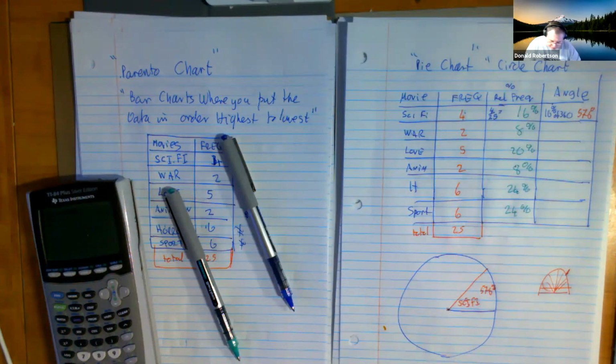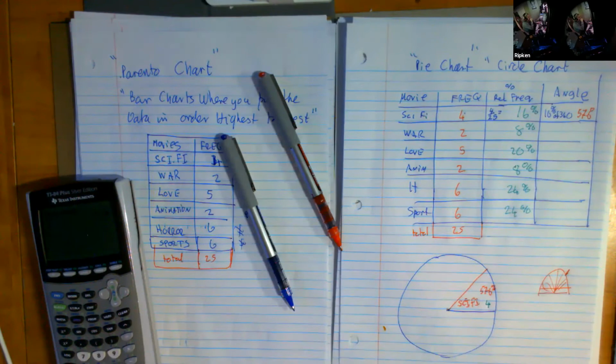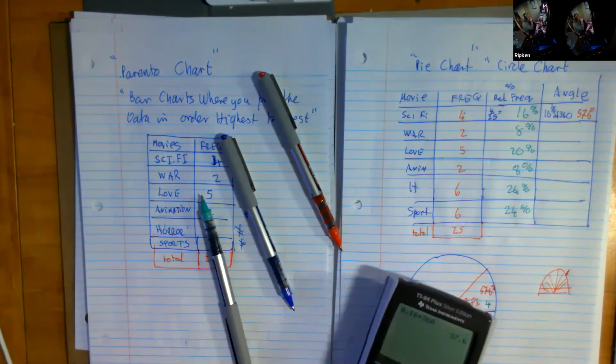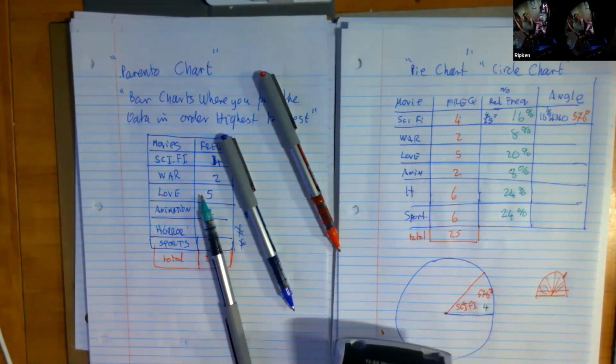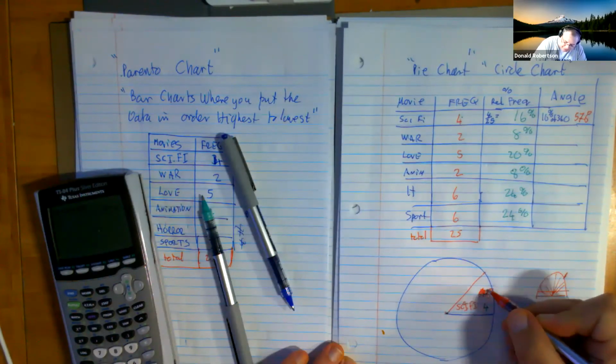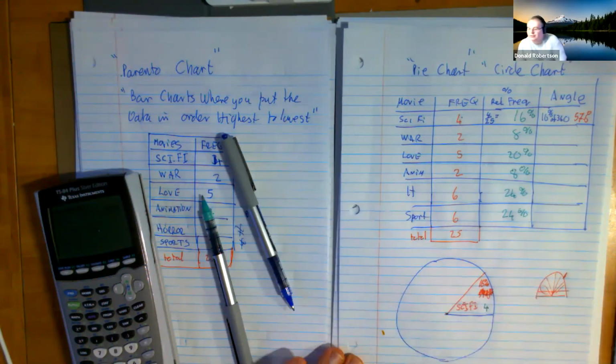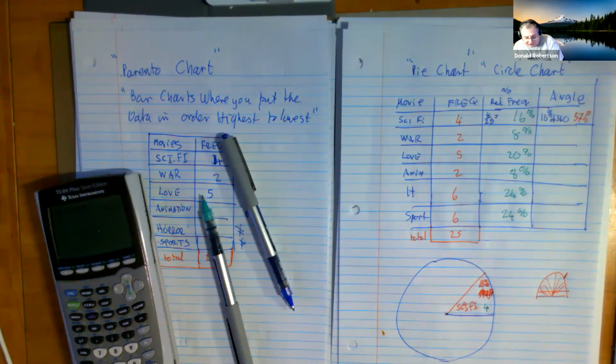You could also write, wait, 4. Would it not be 57.6%? Would it be 16%? I am so glad people are paying attention. It would exactly be that, yes. The 57 is the angle size.